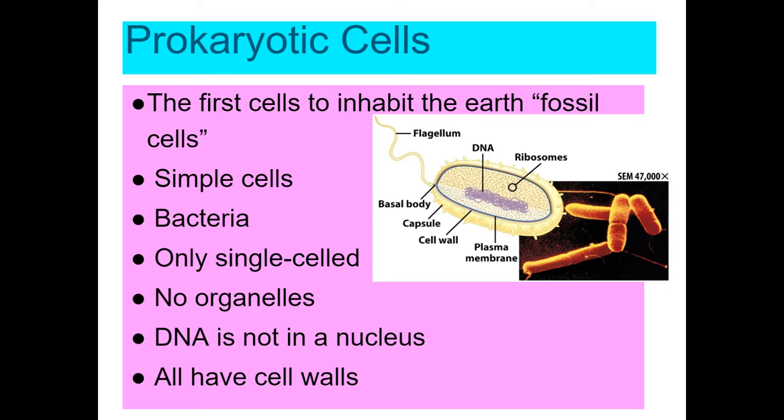Prokaryotic cells were the first cells to inhabit Earth, and these were called the fossil cells. These are your bacteria. Again, they were the first living things on Earth. They are simple cells, and they're only made of one single cell. So they are single-celled organisms, or what we call unicellular. They do not have organelles.